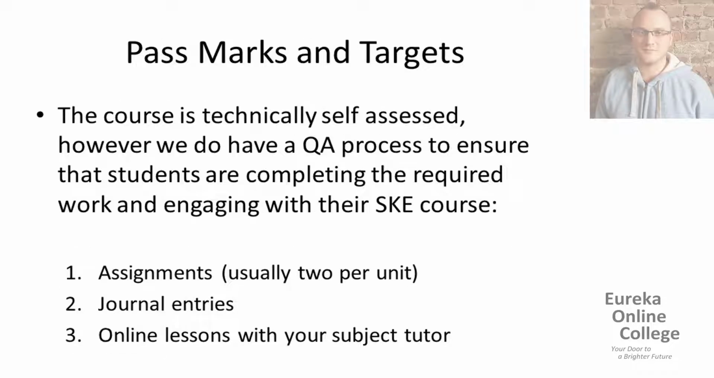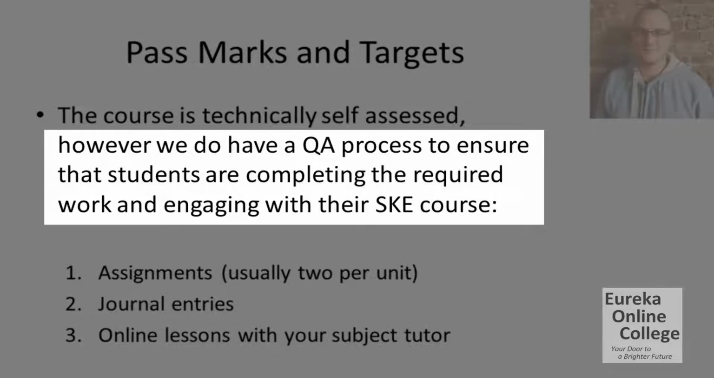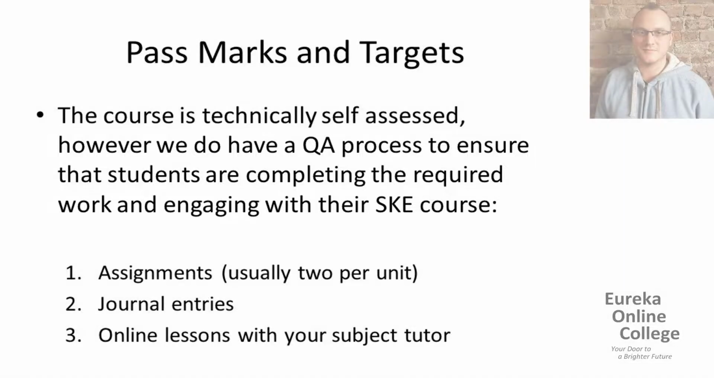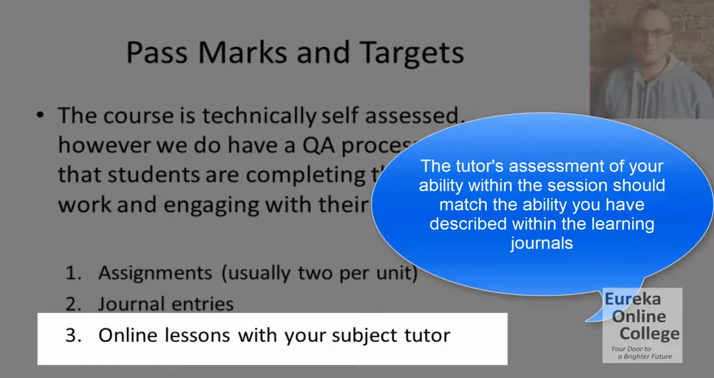Okay, so as I mentioned, the course is technically self-assessed. There is a QA process, obviously, just to ensure that you are engaging with the course and completing the required work. These come in the form of assignments, which I've talked about, usually 2 per unit, usually found in the study section. The journal entries, so remember each unit of study comes with usually 2 assignments and then a journal entry at the end. And also you'll be allocated some online lessons with your subject tutor, which will usually be the same person as your course tutor. Not necessarily, but very often that will be the case.